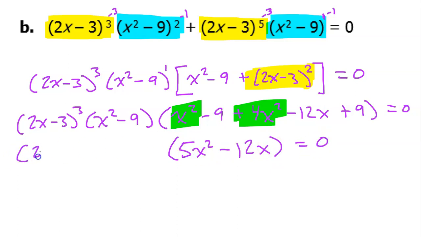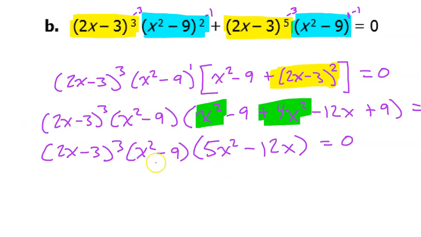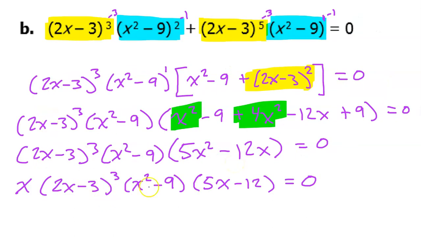So far we have 2x minus 3 to the 3rd power times x squared minus 9 times 5x squared minus 12x. We do need to go ahead and factor this part. So I'm seeing that we have a common factor of x. I don't feel like rewriting the entire problem just to bring this x out, so I'll do it off camera. So I took out that common factor of x and I put it in the very front, and here's what we had left. So I think we can go ahead and say the final answer here. We can do the rest of this in our head.